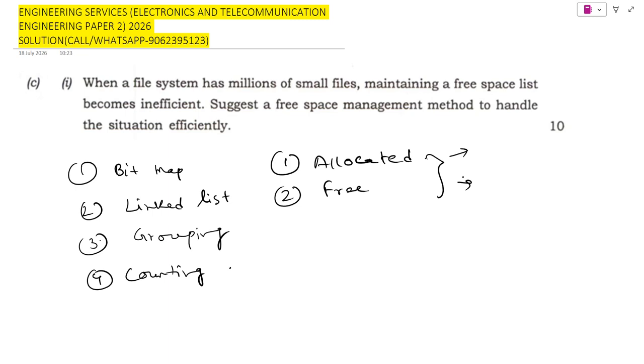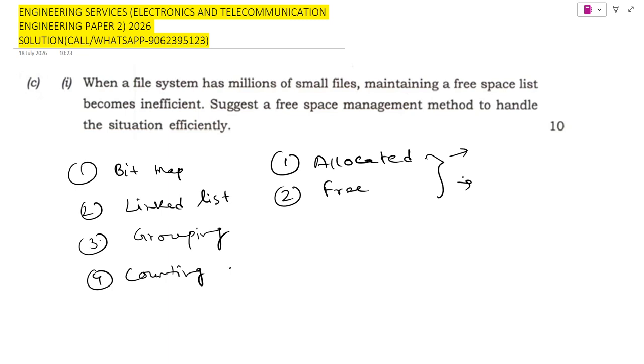Okay. So imagine a library. If every empty chair is connected by a rope, one after another, and you want to find an empty chair, you will have to walk through the entire chain, right? Now imagine instead of this, there is a digital display showing exactly which chairs are empty. Which one is faster? Obviously the digital display. So that digital display is exactly what a bitmap does.